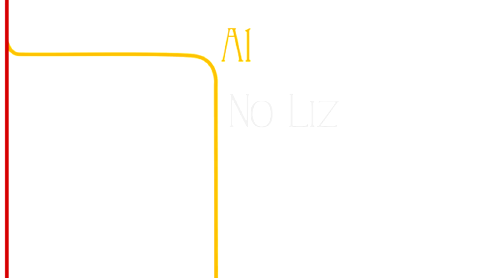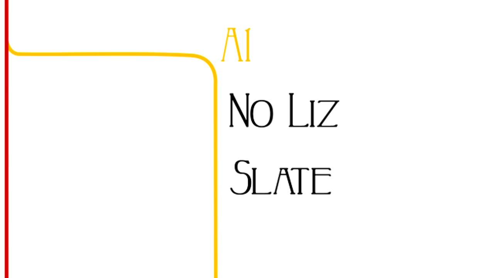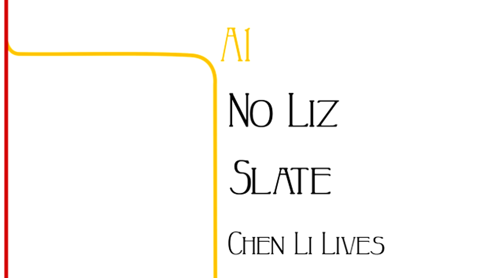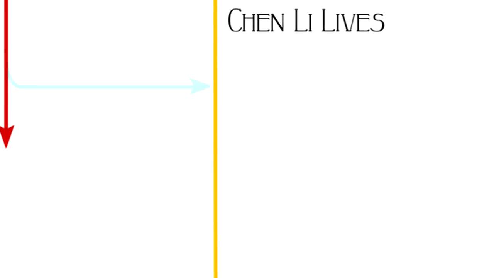We'll label this universe A1. In A1, Elizabeth is moved to Comstock House before DeWitt arrives. DeWitt later teams up with Slate and the Hall of Heroes is burnt down. Importantly, Chen Lin lives. This is where you enter the universe.